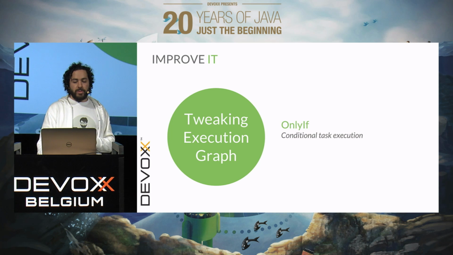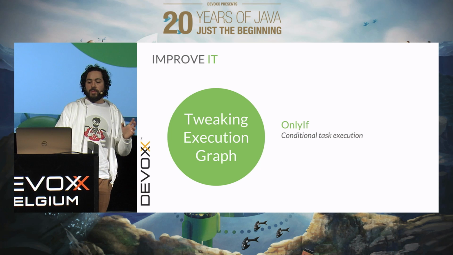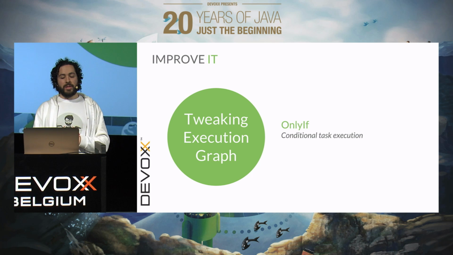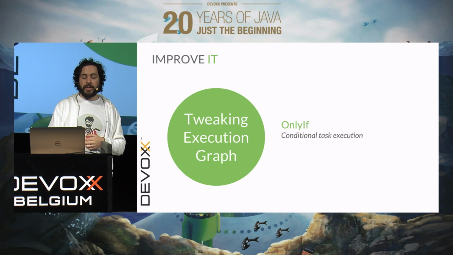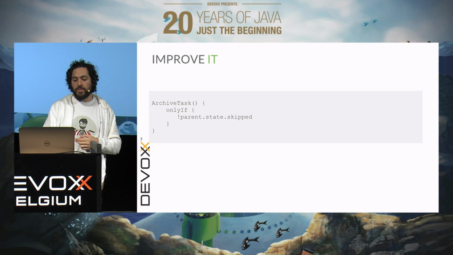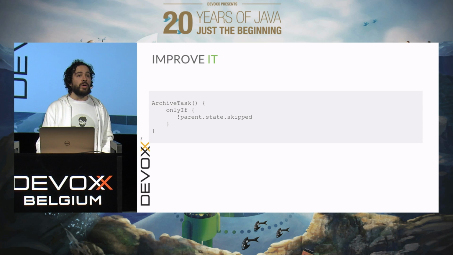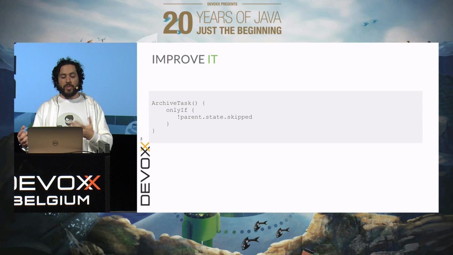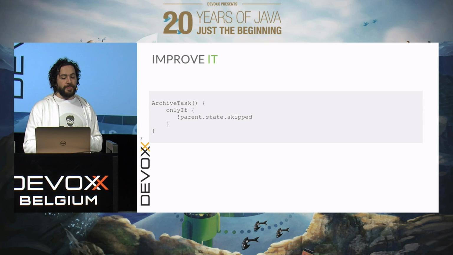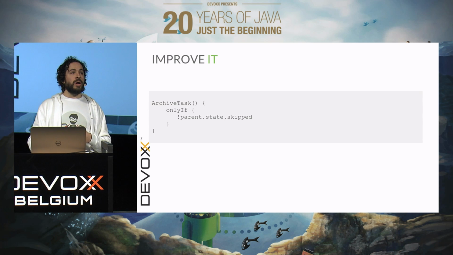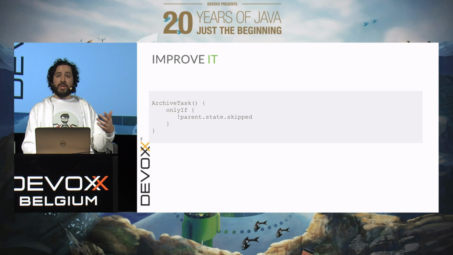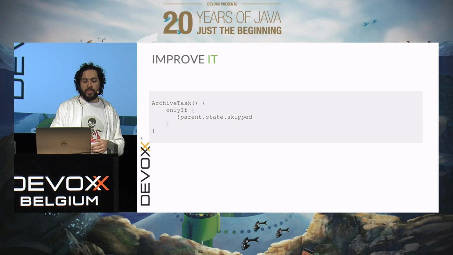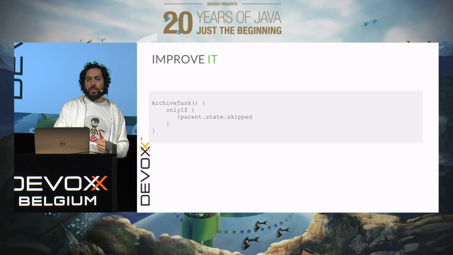And another thing I wanted to tell you about is that you're not always obliged to run your task, and there are also other APIs that allow you to skip task execution. So for example, if the parent task of our task was not supposed to run, you can use the onlyIf API to skip your task execution. So that's the last point on how to improve your Gradle plugin implementation. But there are many others.